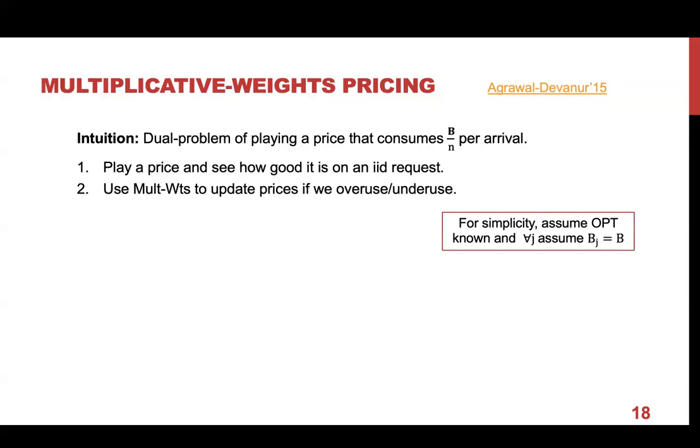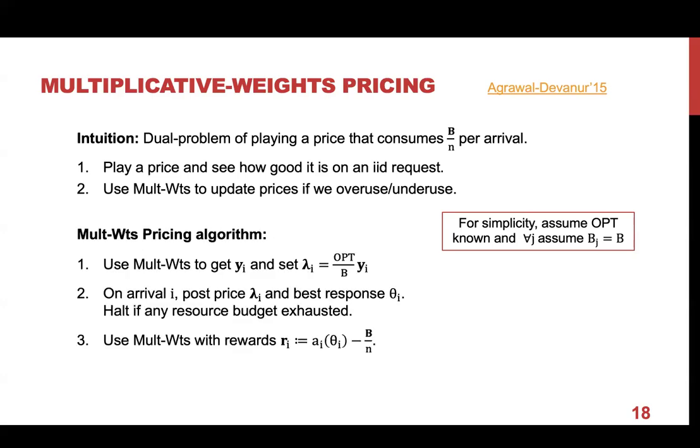So, for simplicity, let's assume all resources have the same budgets, because otherwise the notation becomes a little annoying. Also, let's assume that I know roughly the value of opt, the overall global opt. By discarding the first epsilon fraction, you can easily argue by a concentration bound that you can learn the value of opt. So it's not a big assumption. So let's assume this. And now here's the Agrawal-Devanur algorithm, the multiplicative weights algorithm.